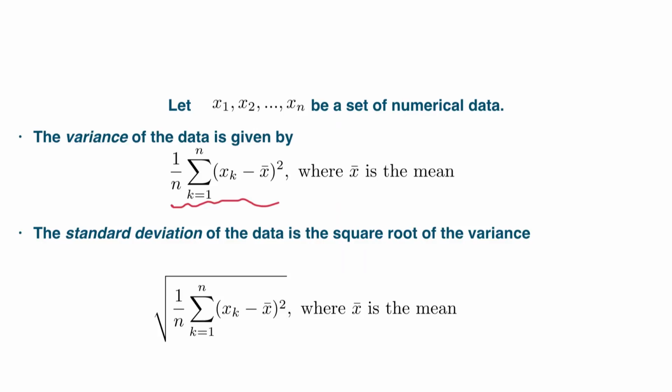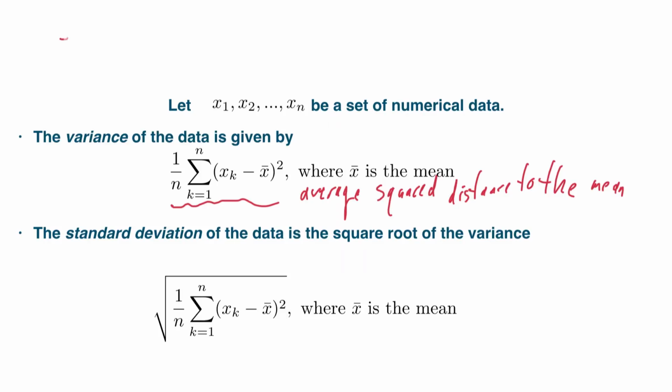I take each individual data point, subtract the mean from it, and square it. I add up all those squared differences, and I divide by the number of data points. So you can think of this as the average squared distance to the mean. Okay?